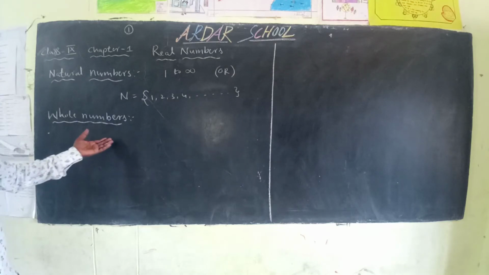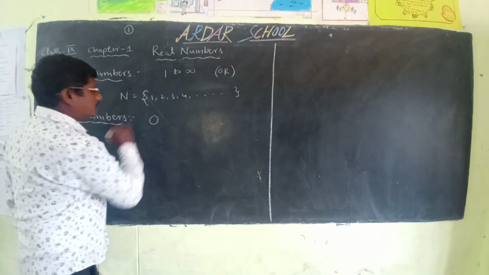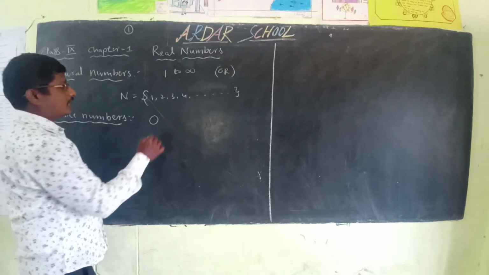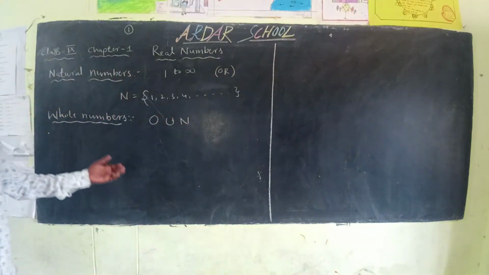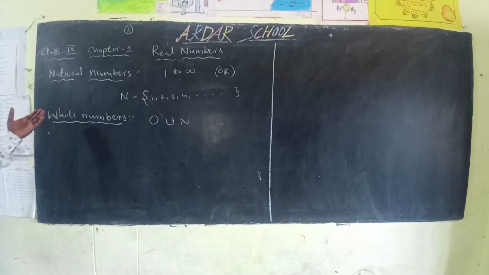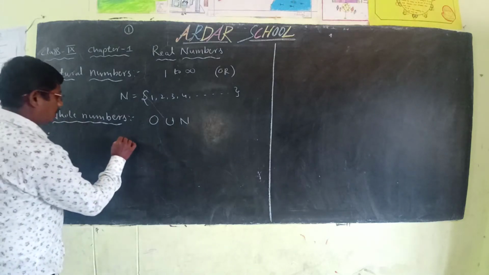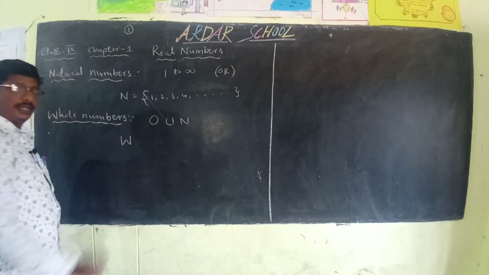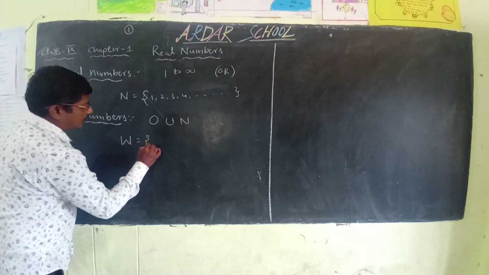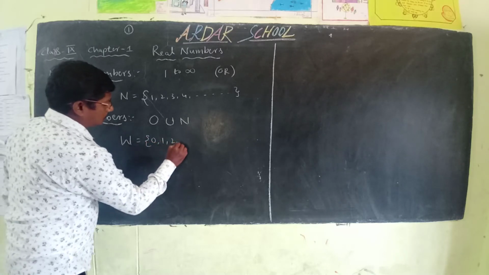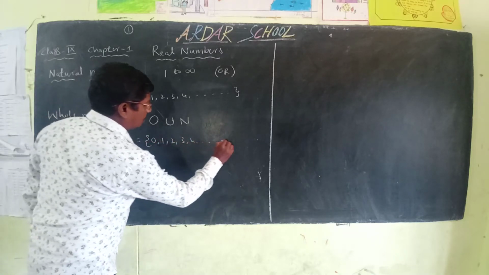The definition of whole numbers is that 0 is added to natural numbers. Then it is called whole numbers. Whole numbers are denoted by W. So W is equal to the set of 0, 1, 2, 3, 4 and so on.